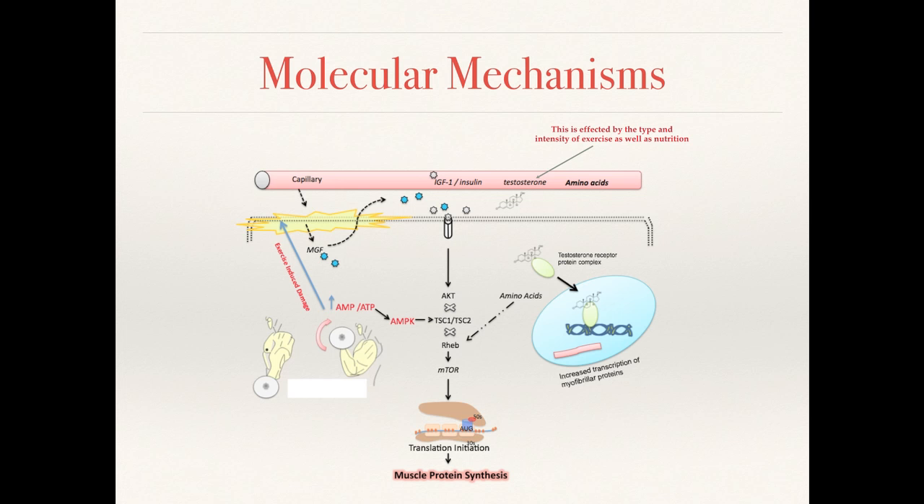Amino acids are thought to partly work by increasing the association of Rheb with mTOR by a number of complex mechanisms. We may also have hormonal interaction. Hormones tend to increase the actual transcription. So, for example, testosterone acts directly on the nucleus and increases the transcription of myofibrillar proteins. And that's just an overall interactive interplay between mechanisms of hypertrophy on mTOR.